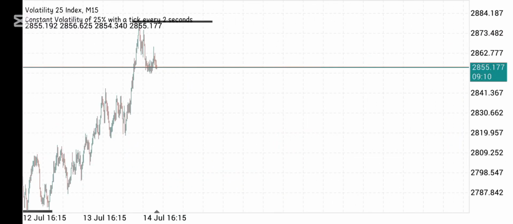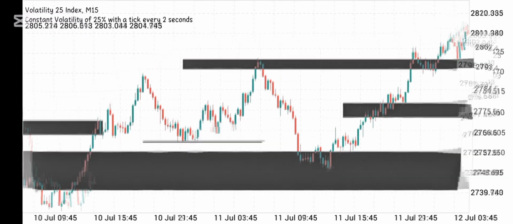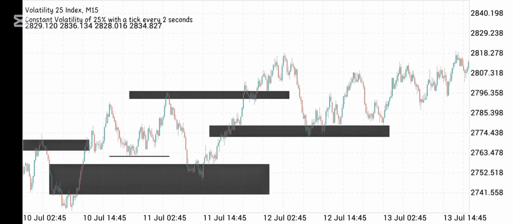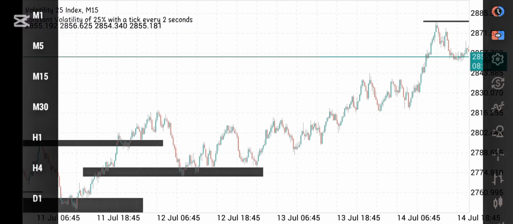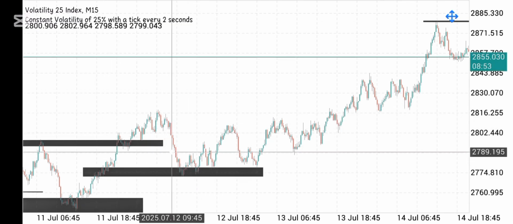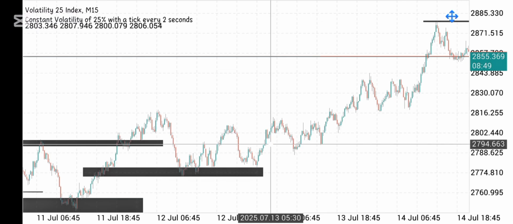So here it is. The market started like this. So this was where we had that push to the upside. So let's look at how the 15 minutes time frame started pointing their own movement to this particular area.